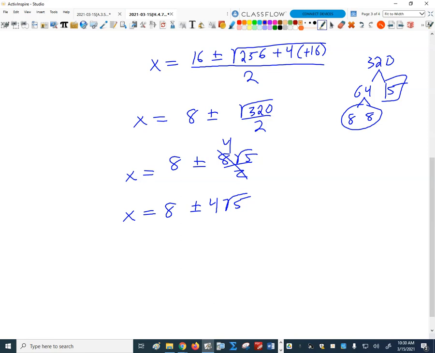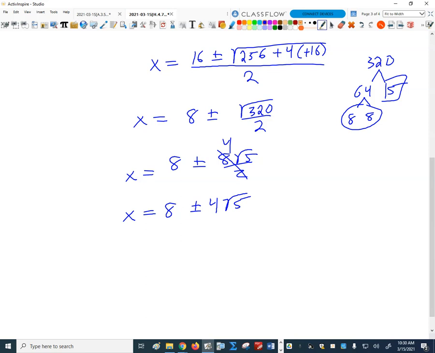Okay, are both those good solutions? Talk to me about those solutions right there. Well, length can't be negative. Go ahead, Abby. You're right. So which one can I get rid of, Abby? You can get rid of the minus sign, so the only solution would be 8 plus 4 times the square root of 5. There you go.